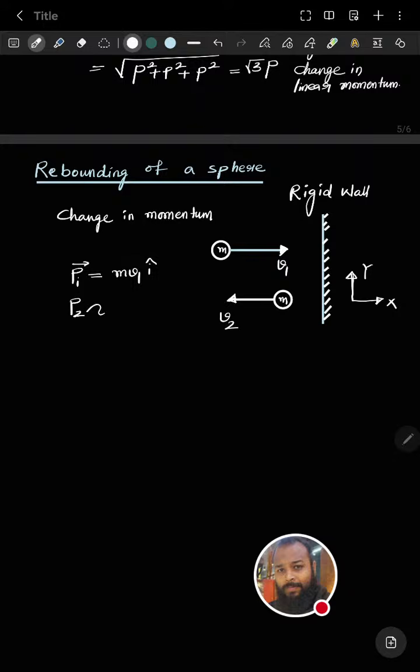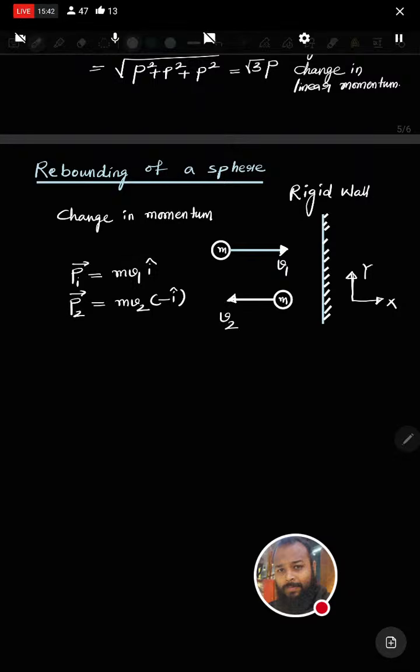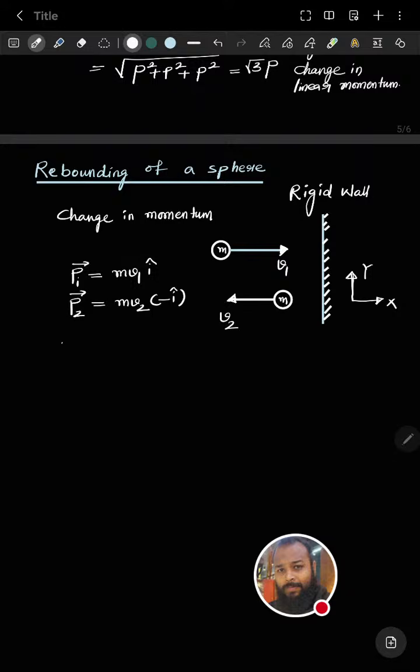So what about the final momentum vector p2 bar? It can be written as m into v2. This time I have to write minus i cap, because it is in the opposite direction. So I want to find out the change in momentum vector, p2 bar minus p1 bar. So delta p bar it is.